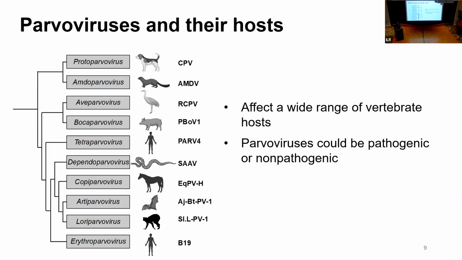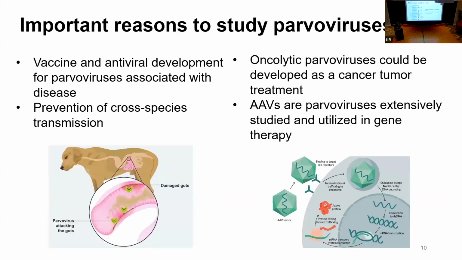And what's important to note is that parvoviruses can be pathogenic and associated with disease, but there's also some that are actually non-pathogenic and don't cause disease as well. Okay. And there's some really cool reasons why our lab studies parvoviruses, and here I'm just giving a few of those. So first of all, the beneficial ones: ones that aren't associated with human disease could actually be used for good.